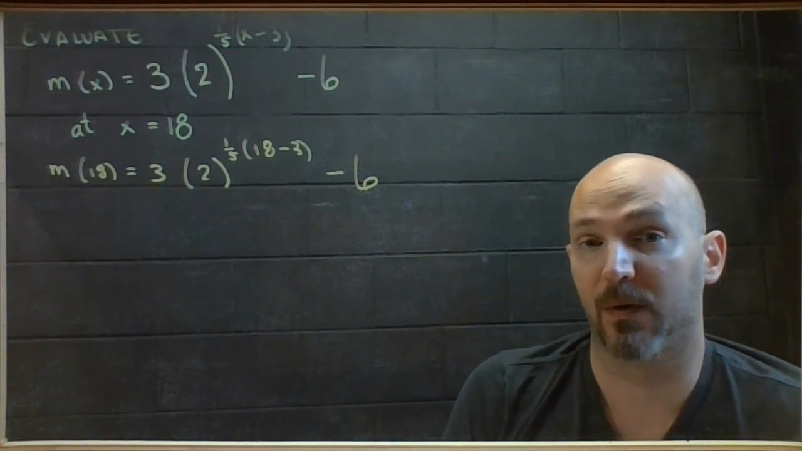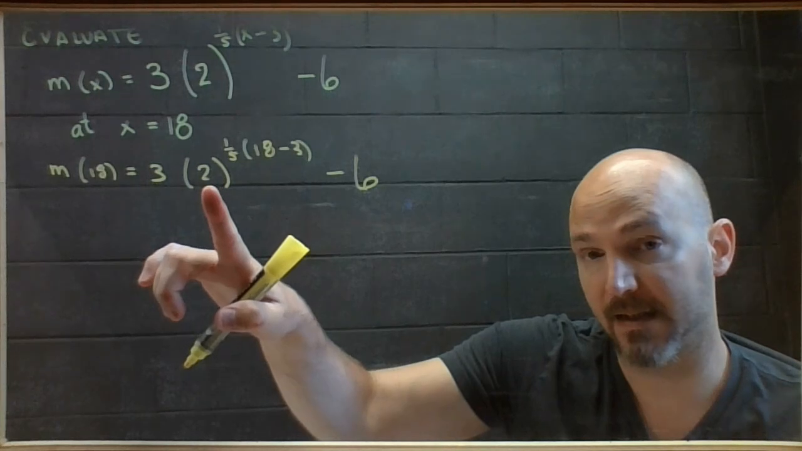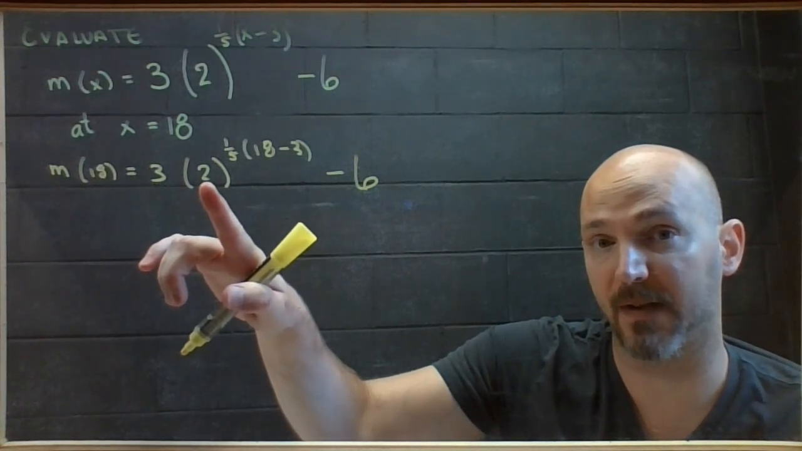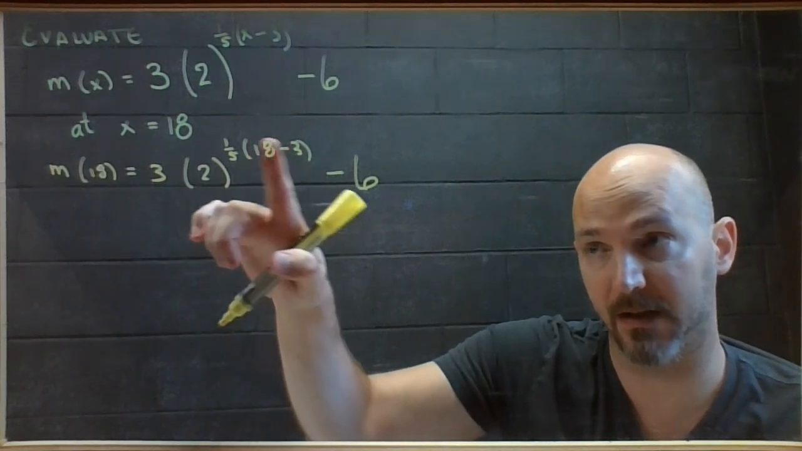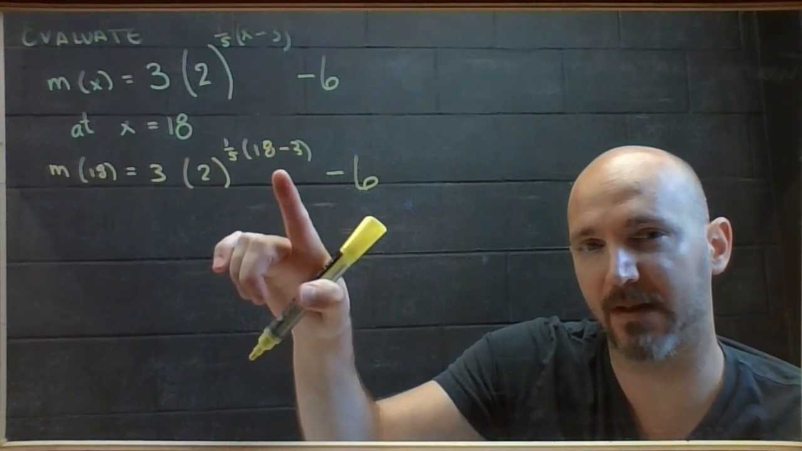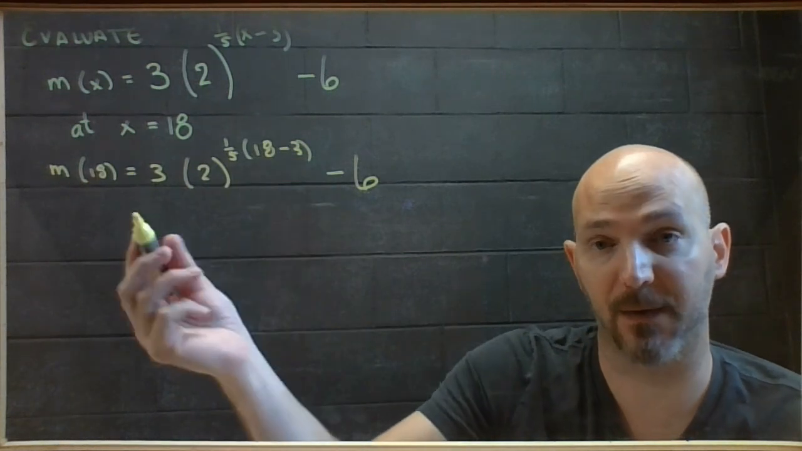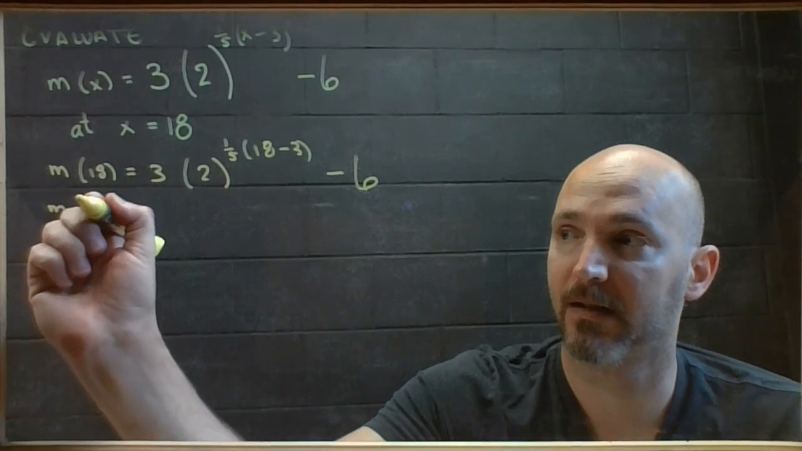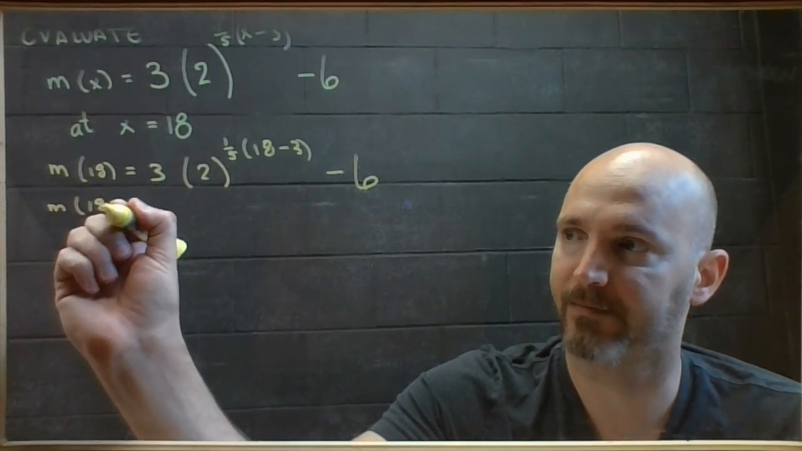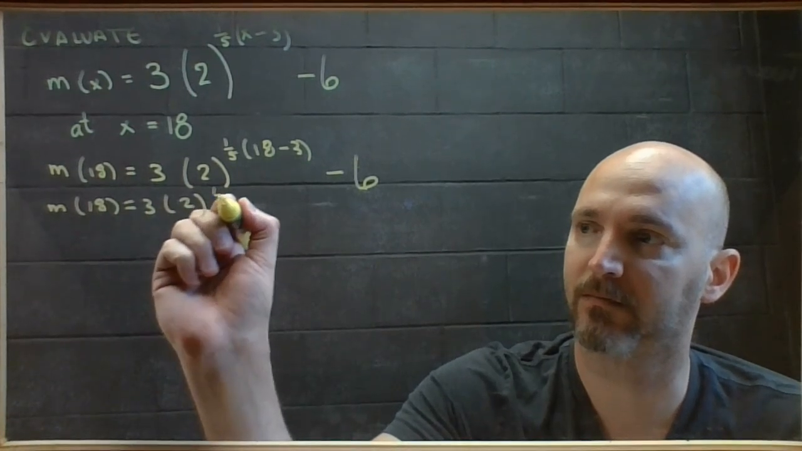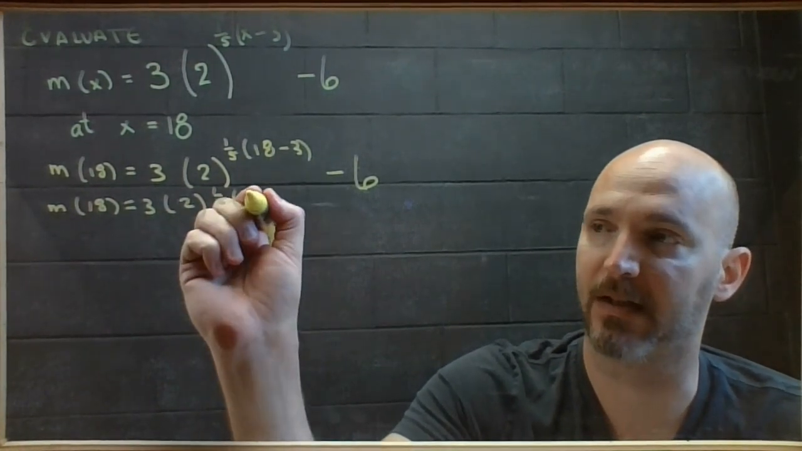So we have to go through order of operations. This is the function, right, the exponential. So the argument of that exponential is all this junk up here. So if I look at it, I'm going to have to take the 18, subtract 3 first. So 18 subtract 3 is 15. I'm going to write all this nonsense down again. 18 minus 3 is 15.